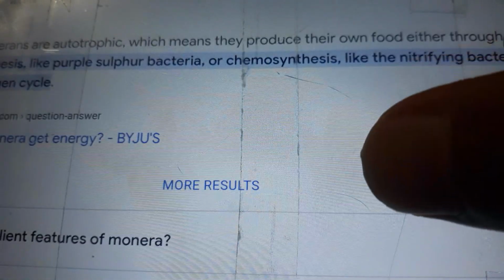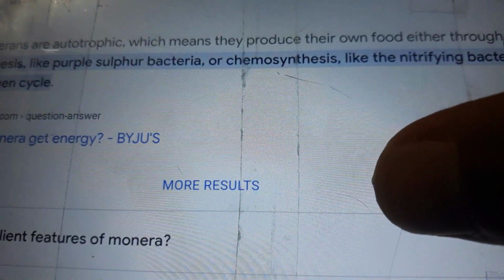So we're just about finishing. What's the source of energy for Monera? It's photosynthesis, like purple sulfur bacteria, or chemosynthesis.